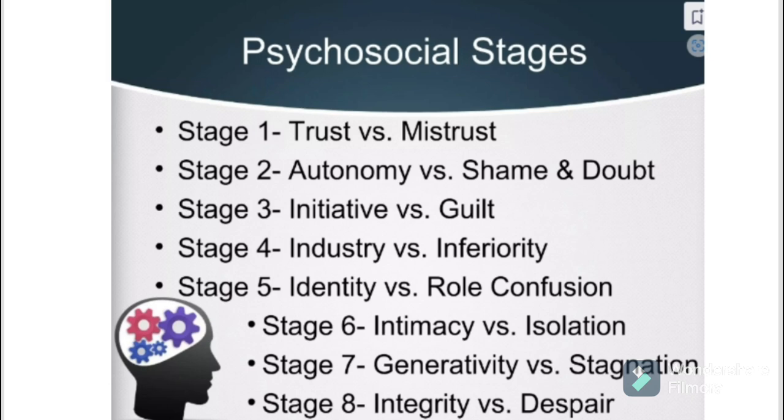Then stage 6, intimacy versus isolation. Stage 7, generativity versus stagnation. And stage 8, the last, is integrity versus despair. All these different stages are associated with some age group. For example, I will describe stage 1. So let's start with stage 1.